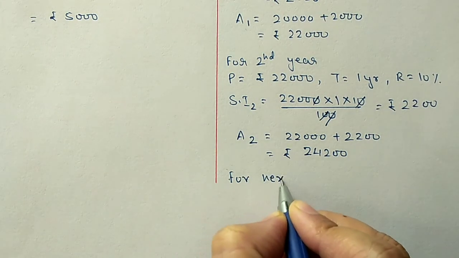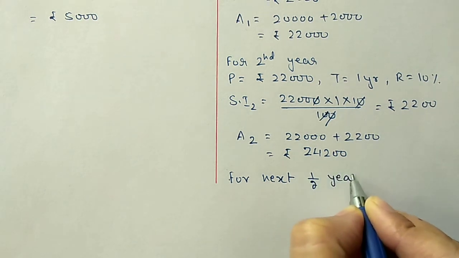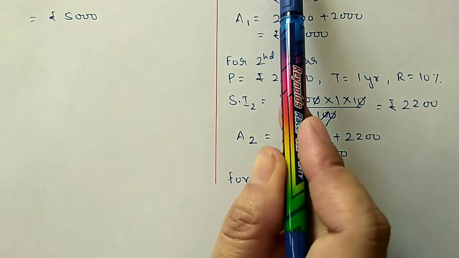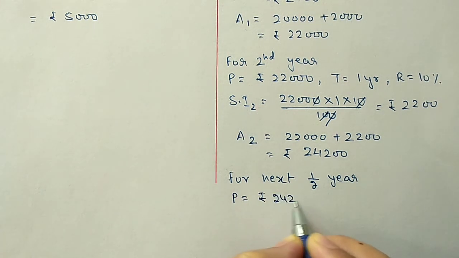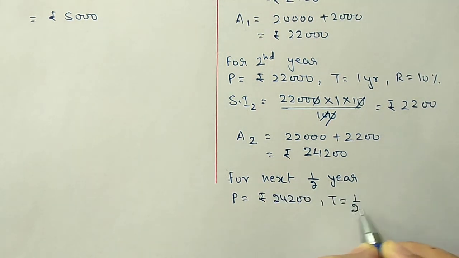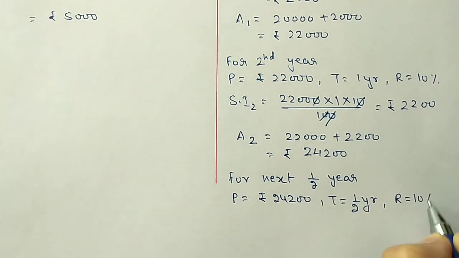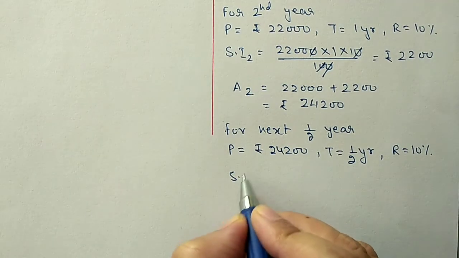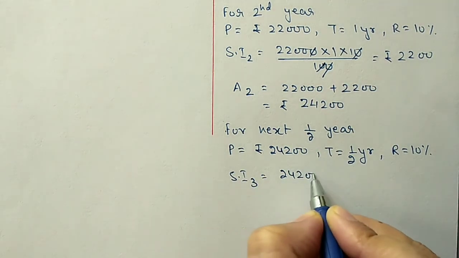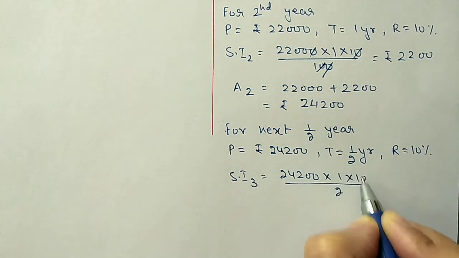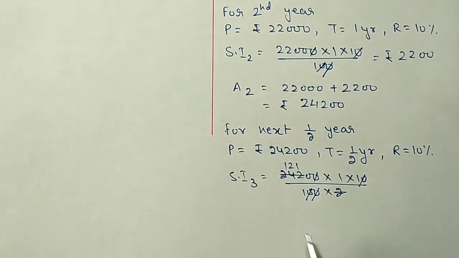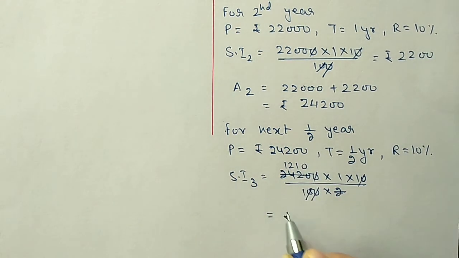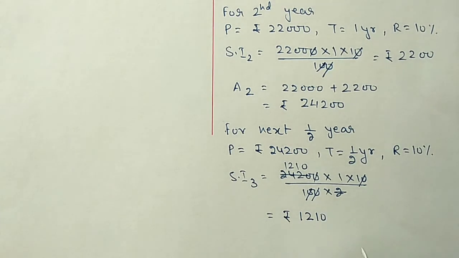Now we'll calculate for the next half year. Because time was 2.5 year, we have calculated 1 year, then 1 year, then half year is remaining. Principal money for the next half year will be 24,200 rupees, time half year, and rate of interest is 10%. So simple interest for this half year will be 24,200 into 1 by 2 into 10 divided by 100. So 2 zeros we can cancel out. From 2 we can cancel 1 to 1 times. So simple interest for this third half year is 1,210 rupees.